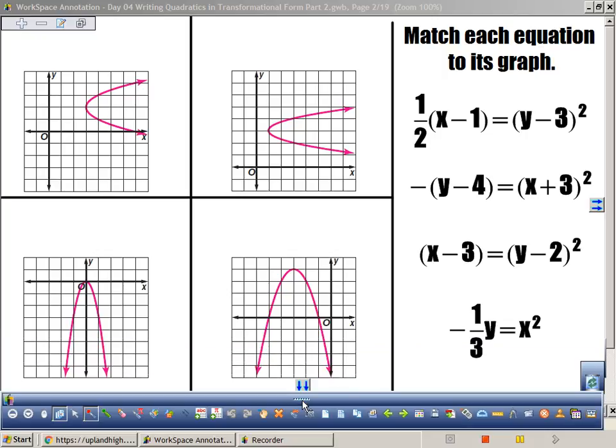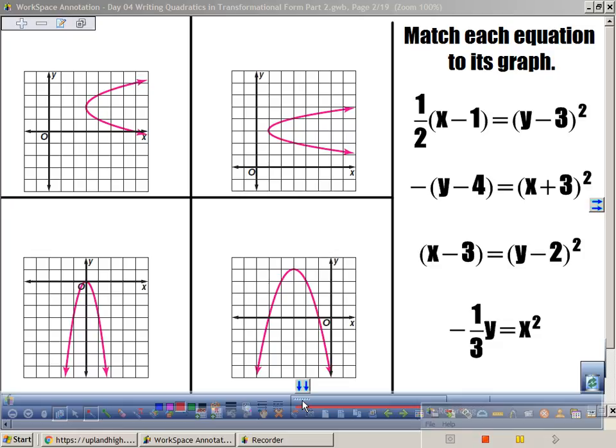And check homework or grab the homework. But while I'm at that, why don't you guys discuss in your groups which graph belongs to which equation? Go.